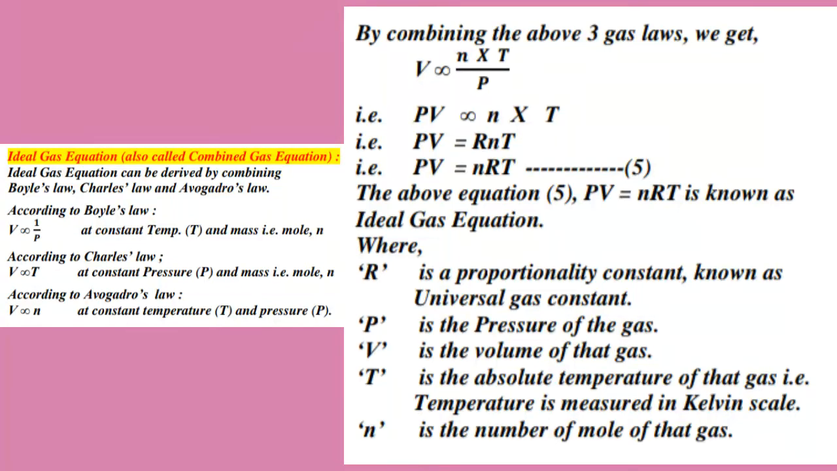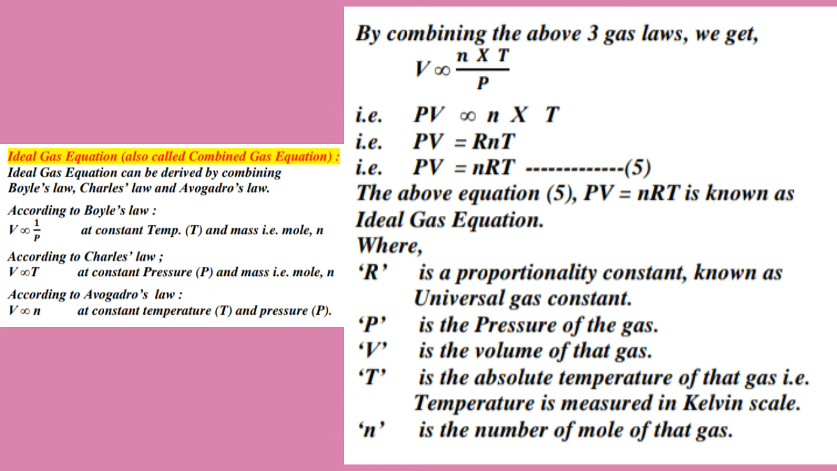Combining these three laws, the relation we get is V proportional to n into T divided by P. Reproducing this equation, we get PV proportional to nT. Replacing the proportionality sign with an equal sign by multiplying with a constant, which is capital R, we get PV equal to RnT. Rearranging, PV equal to nRT, equation number 5.